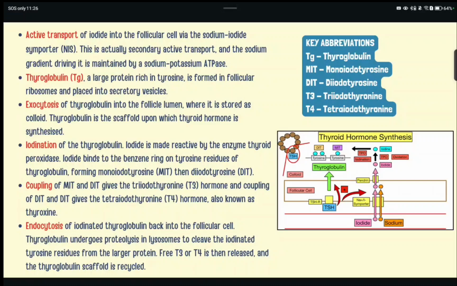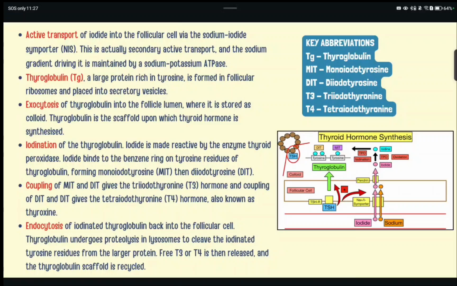The next process is coupling of MIT and DIT, which gives rise to triiodothyronine, which is T3 hormone, and coupling of DIT and another DIT gives the tetraiodothyronine T4 hormone, also known as thyroxine. And last but not least, the process of endocytosis of iodinated thyroglobulin back into the follicular cell. The thyroglobulin undergoes proteolysis in lysosomes to cleave the iodinated tyrosine residues from the larger protein. Then the free T3 or T4 is released and the thyroglobulin scaffold is recycled.